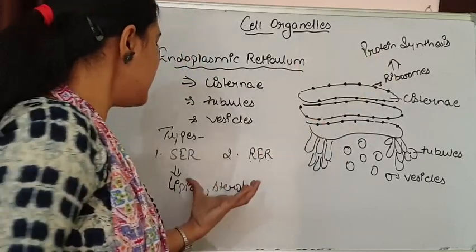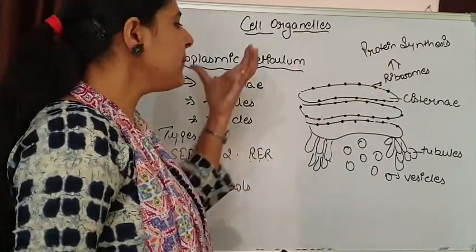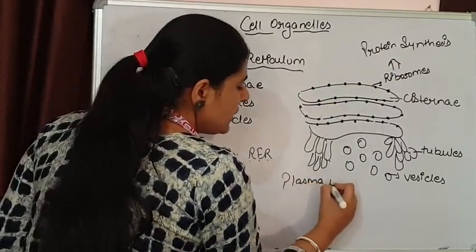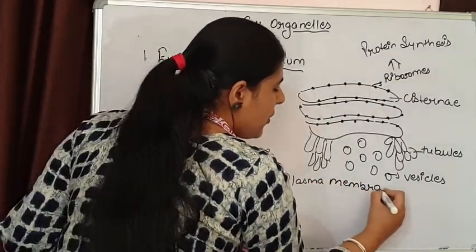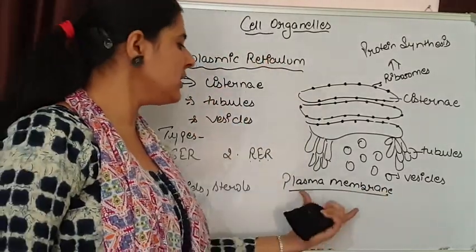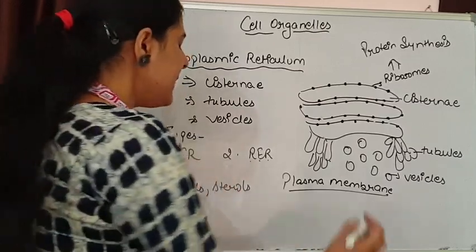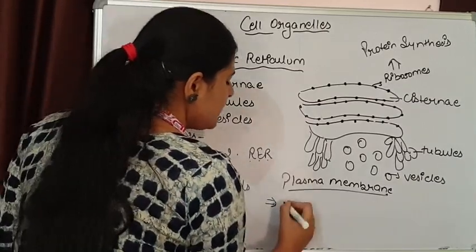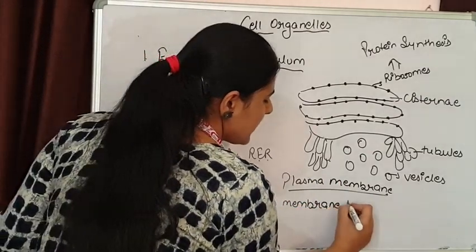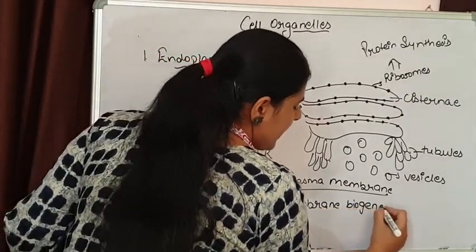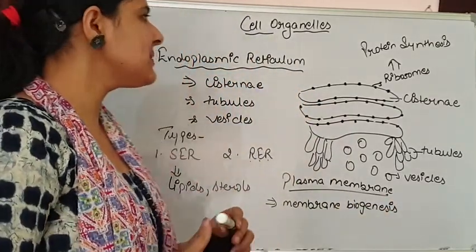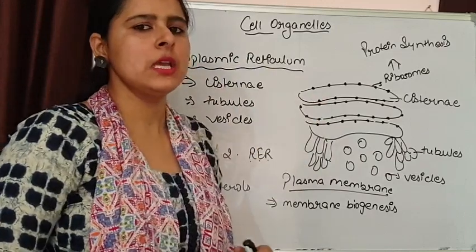The proteins and lipids that are forming here will be involved in the process of secretion of the plasma membrane. Because we know the plasma membrane is made up of carbohydrates, proteins and lipids. So the endoplasmic reticulum plays a role in the formation of the plasma membrane. That's why we say the endoplasmic reticulum is involved in membrane biogenesis. Membrane biogenesis means synthesis of new membrane. So this is how the endoplasmic reticulum looks.